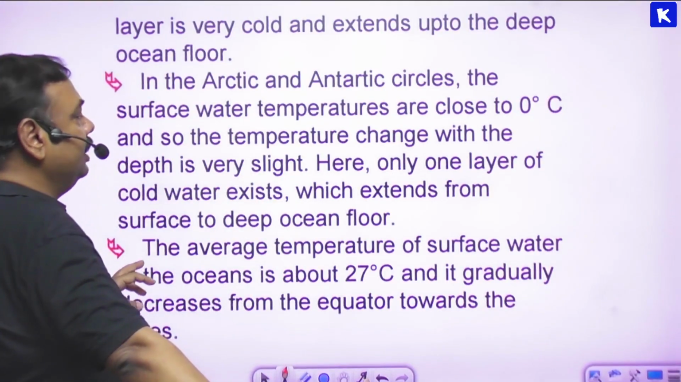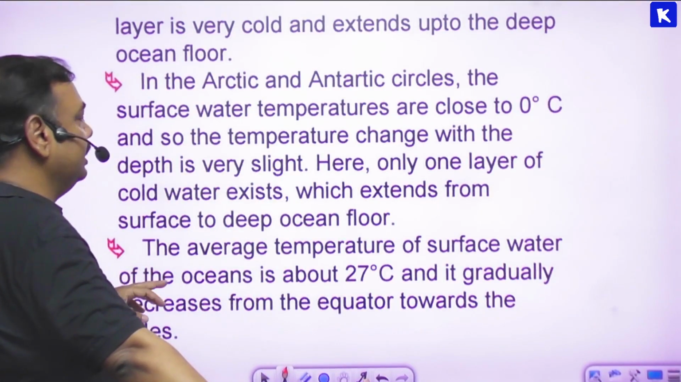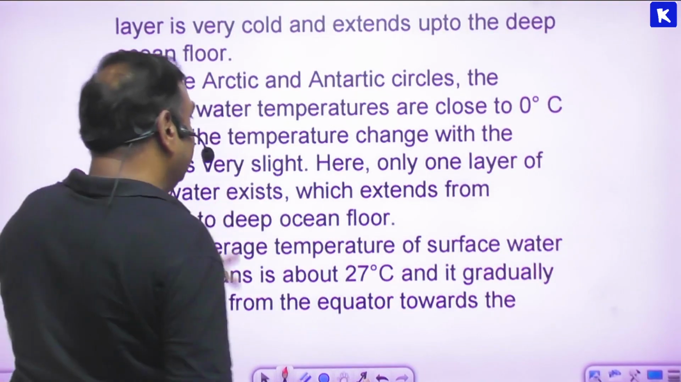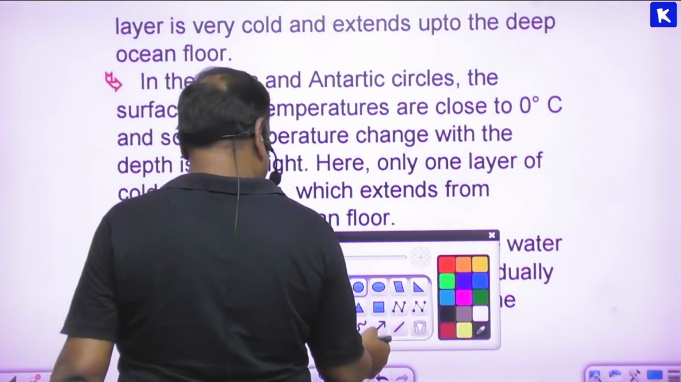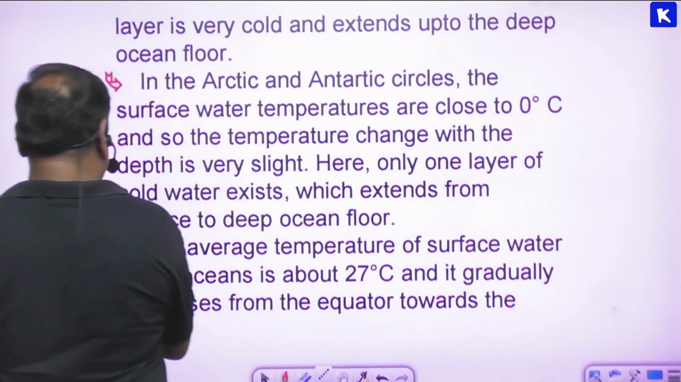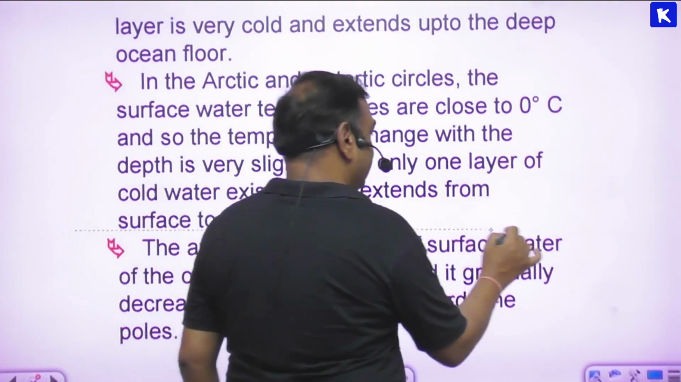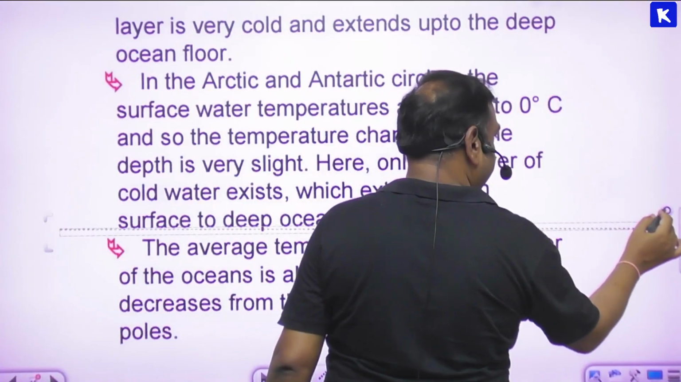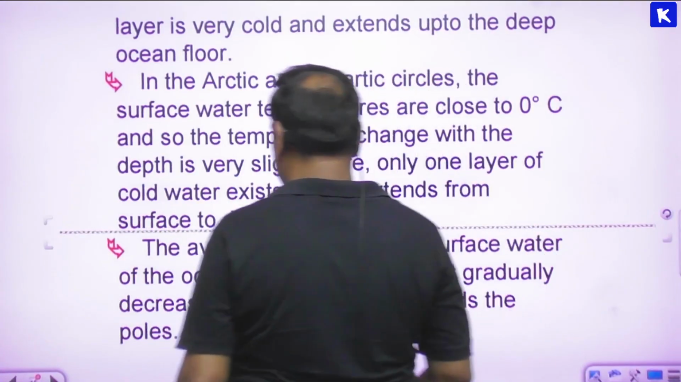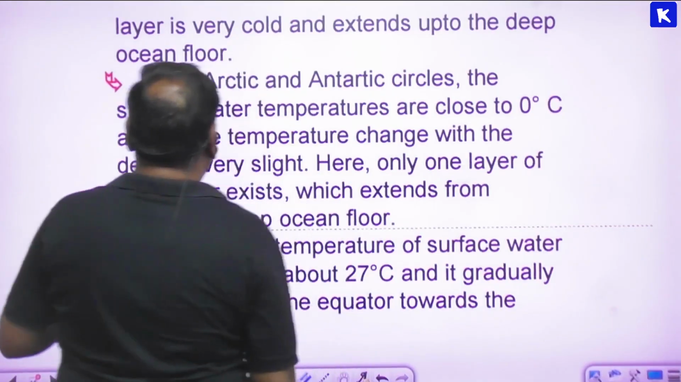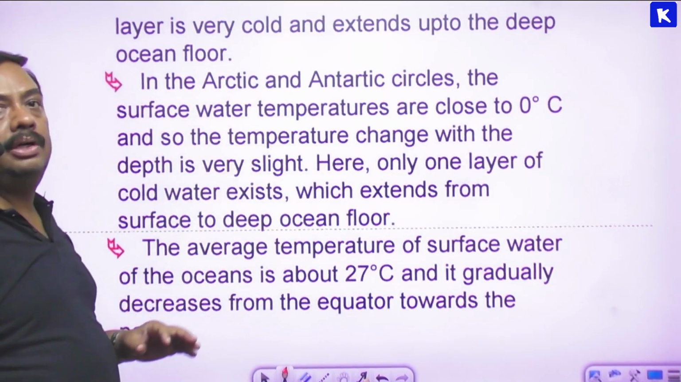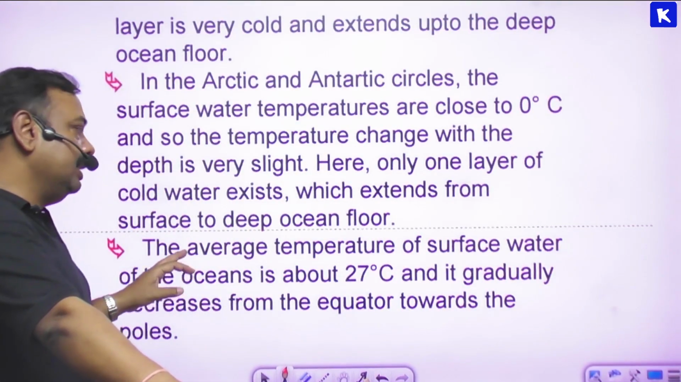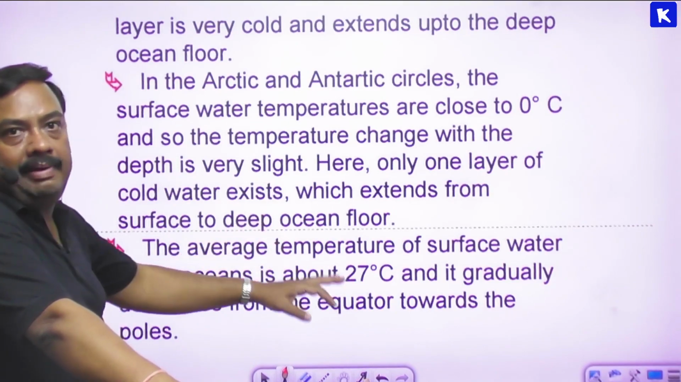The average temperature of the surface water of the oceans is about 27 degrees Celsius, and it gradually decreases from the equator towards the poles. Okay. So now it is telling you about the horizontal distribution of temperature from here. From these points, now we will move towards the horizontal distribution of temperature. So what is important here? It is saying that the average temperature of the surface water is taken about 27 degrees Celsius.